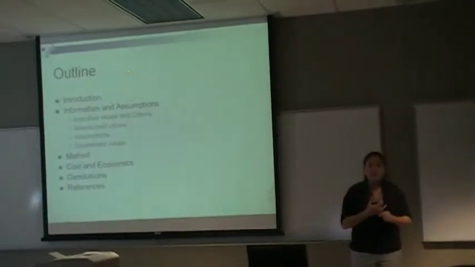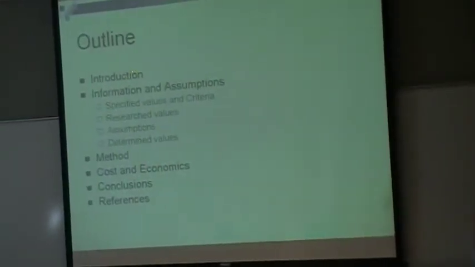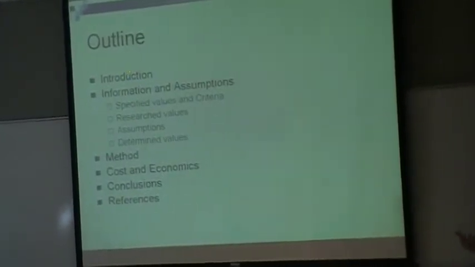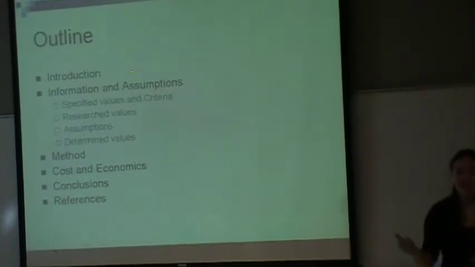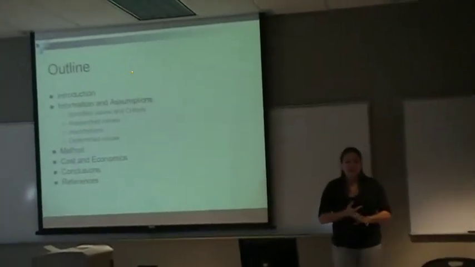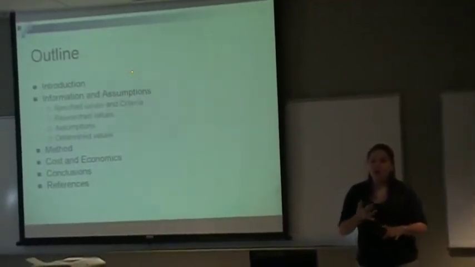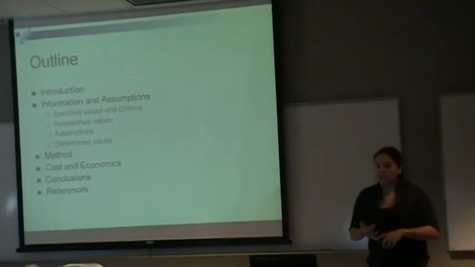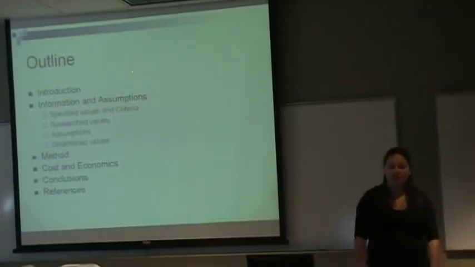We're going to do an introduction of what the problem is that we're going to address. We'll give you some information and assumptions that we had to make to go through the calculations that we did to come up with our final product. These include the specified values and criteria given to us, our research values, assumptions, and determined values that we calculated. We'll talk about the method that we decided to go with, the cost and economics of that method, and give you some conclusions and references.